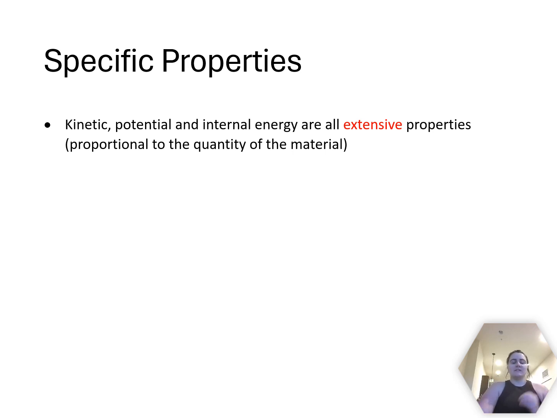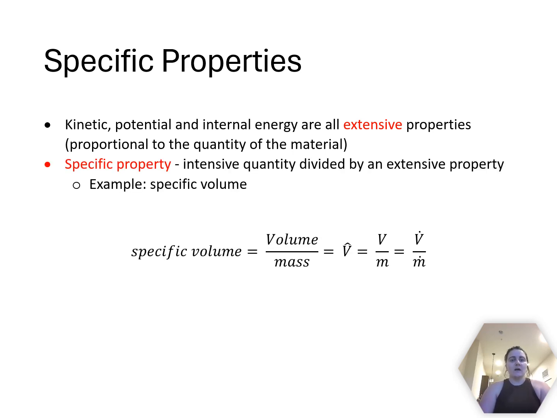So things like kinetic, potential, and internal energy are all what we call extensive properties. They are proportional to the quantity of material that we have in the system. A specific quantity is what's called an intensive quantity. So it's going to be an extensive property divided by an extensive property, for example, what we call specific volume. So specific volume is going to be volume per unit mass.